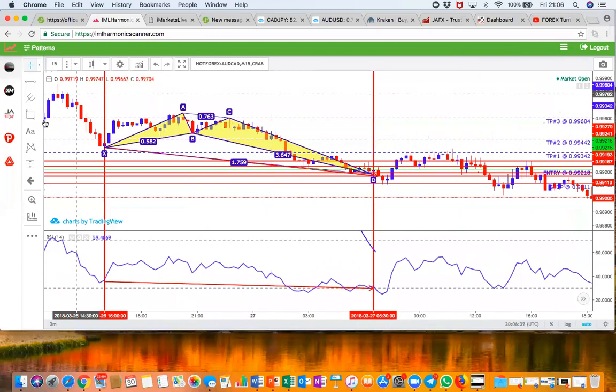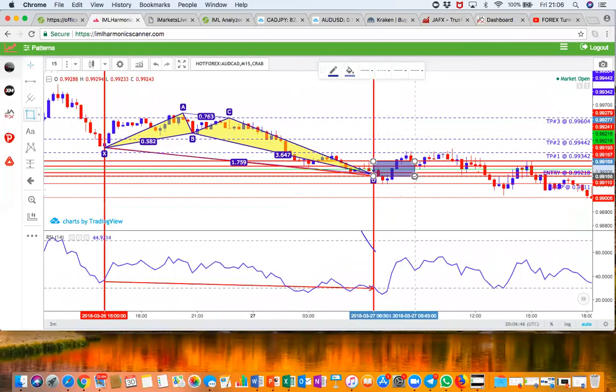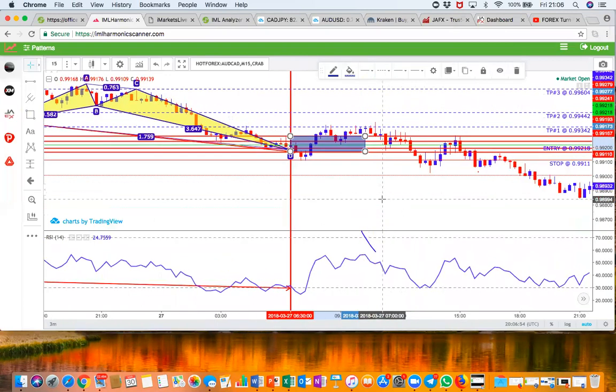So that, and I can take my triangle, rectangle. I can draw that there. That's a safe way to get in. That's a safe way, but some people will not really get into this trade.